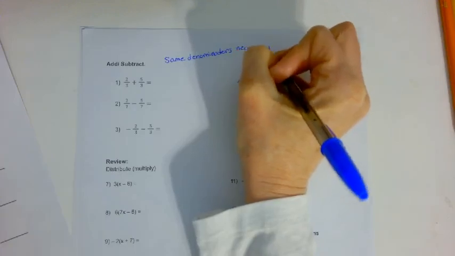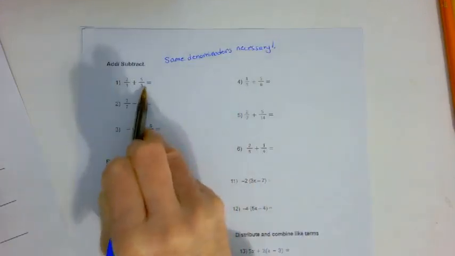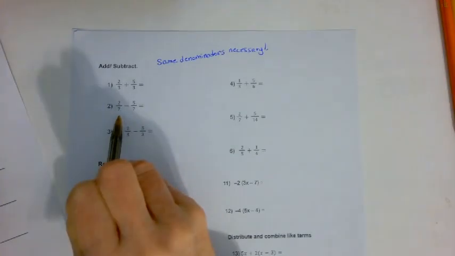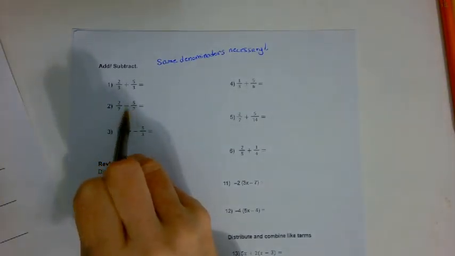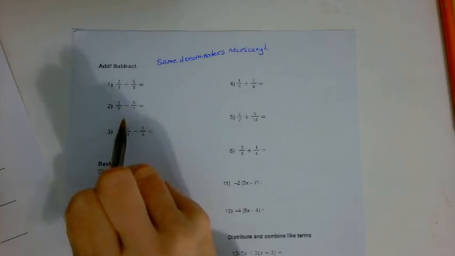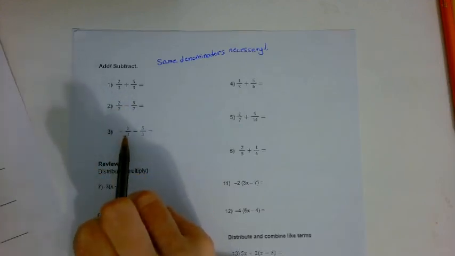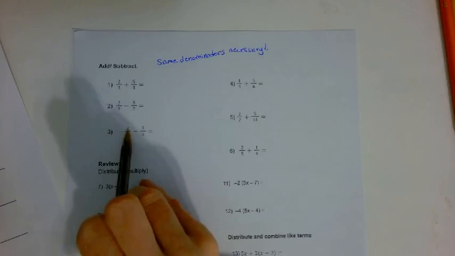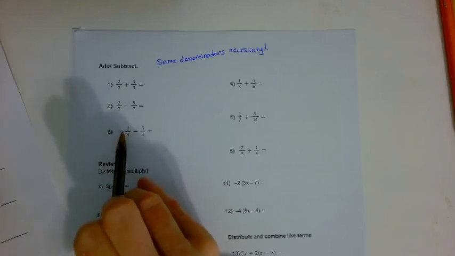Here we have the same denominator, so you can add the numerators. You can find the answer. Here we have the same denominator, so you can subtract. Be careful. This is 2 minus 5. Be careful with your sign. And here we have the same denominator, so you're going to be able to do the numerators. Give these a try, because you're going to have to be careful with the signs, okay?